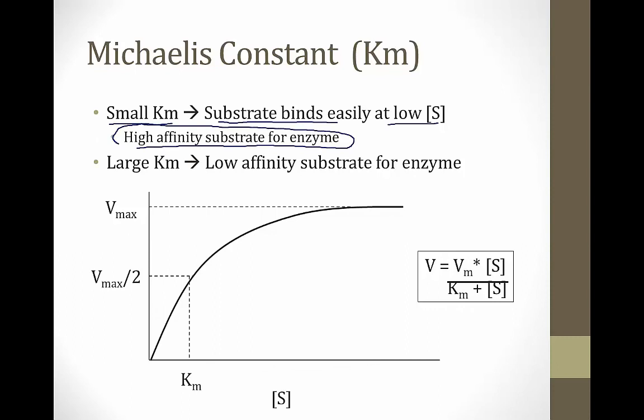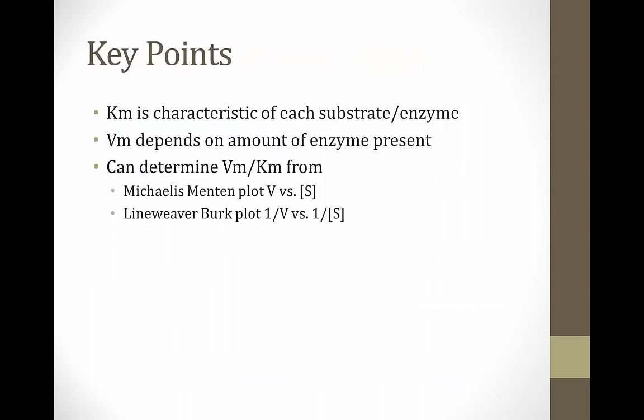On the other hand, if you have a large Km, this means you have a low affinity of the substrate for the enzyme, and you're going to need a lot of S. You're going to need to go very far out on this x-axis in order to reach Vmax when the Km is large.